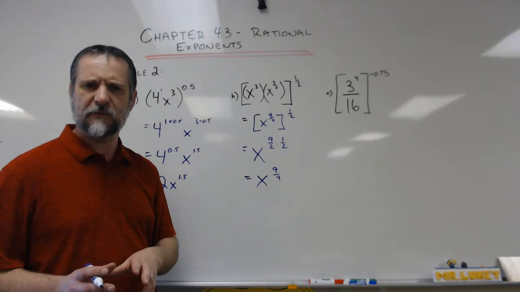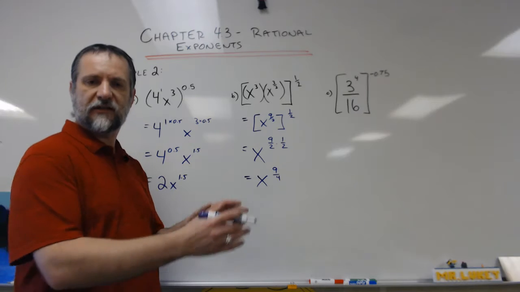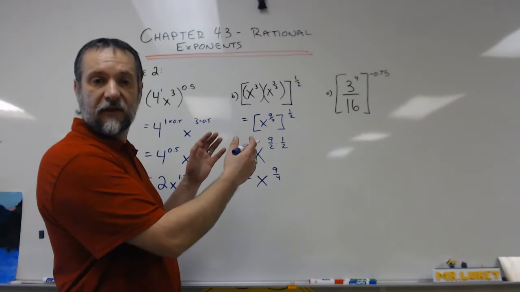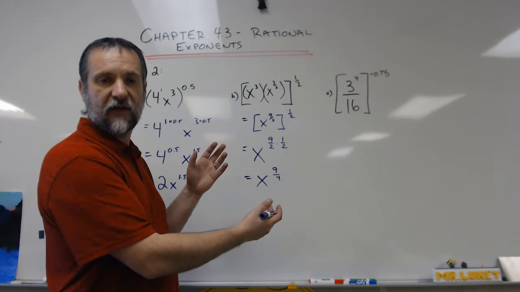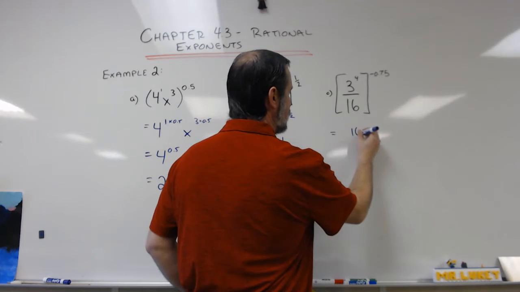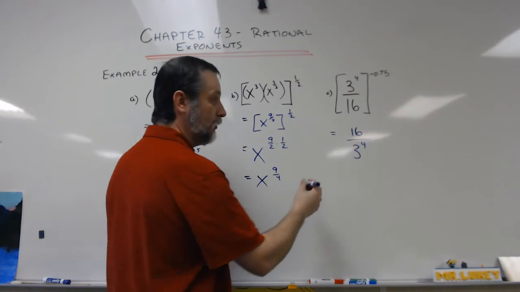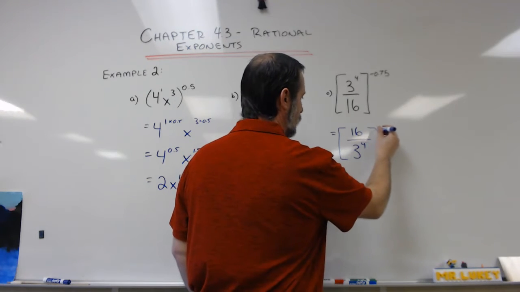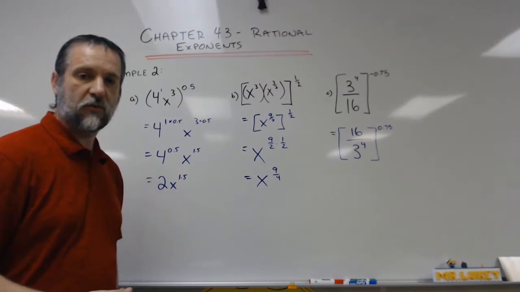I got that negative exponent right now. I like to clear that up right now. I know how to get rid of a negative exponent, which applies to everything, the reciprocal. So I'm going to get rid of that negative 0.75 and turn it into a 0.75 just by finding the reciprocal. So I'll rewrite this as 16 over 3 to the power of 4, all to the power of 0.75.